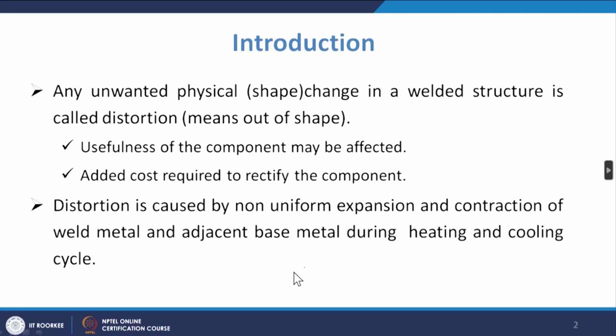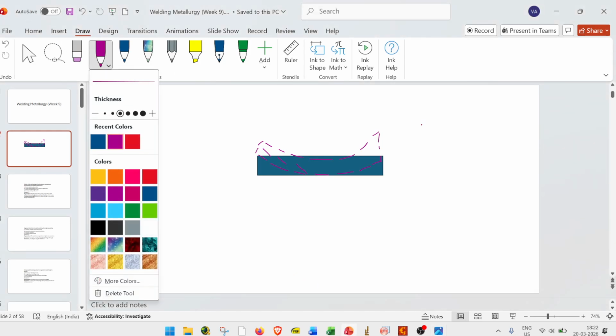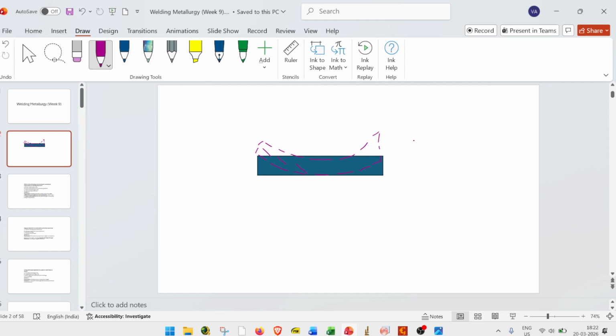So distortion is caused by non-uniform expansion and contraction of the weld metal adjacent to the base material during the heating and cooling cycle. So it is mainly due to the non-uniformity of heating and cooling. As we saw in previous lectures, if we have the heat source, the heat profile will look like this way. The portion above will be heating up, that means it will be the expansion region, and here the cooling takes place, it will be the contraction.